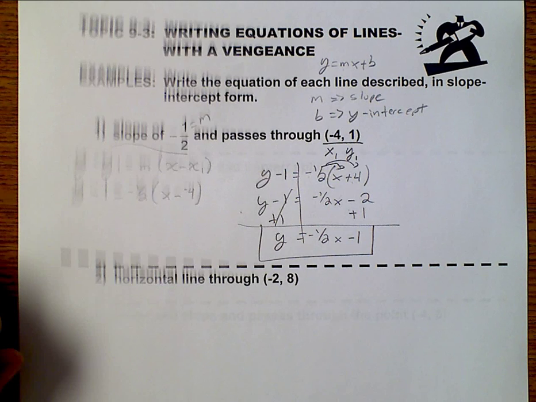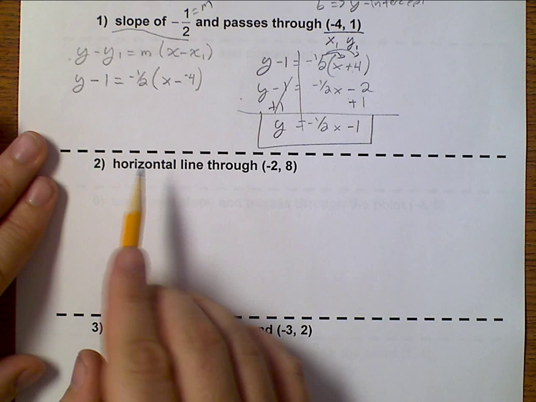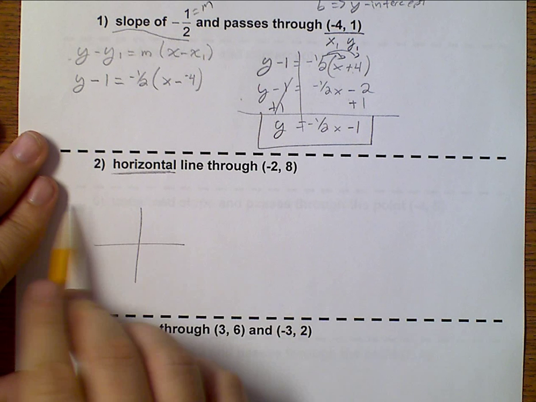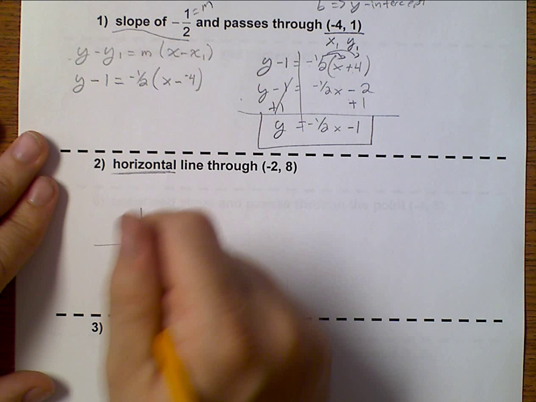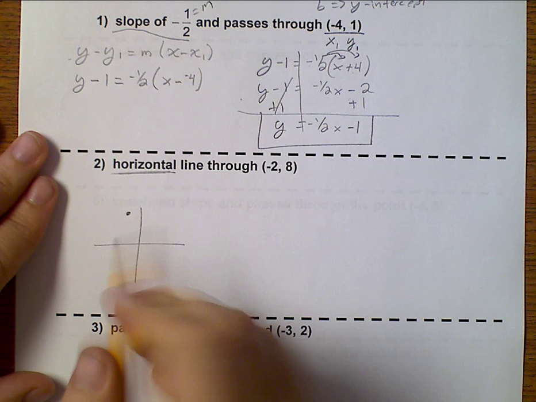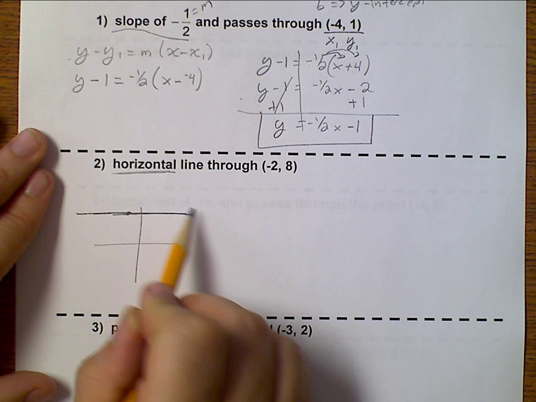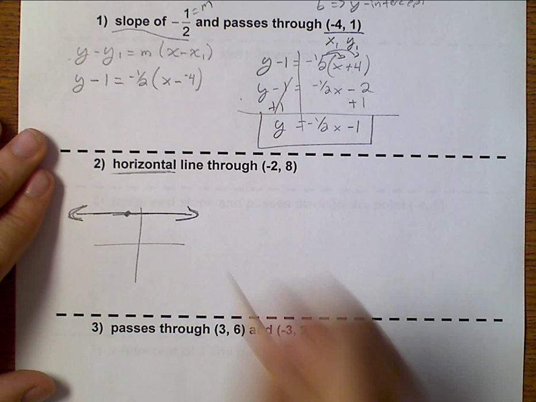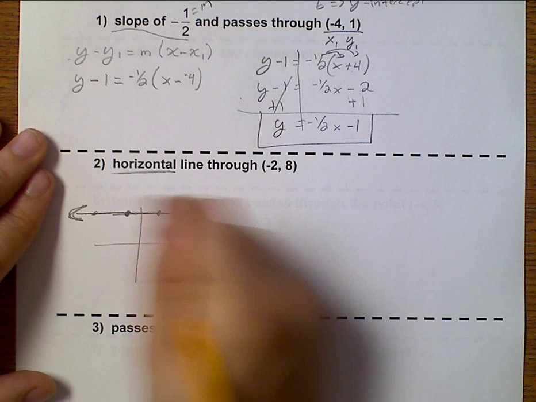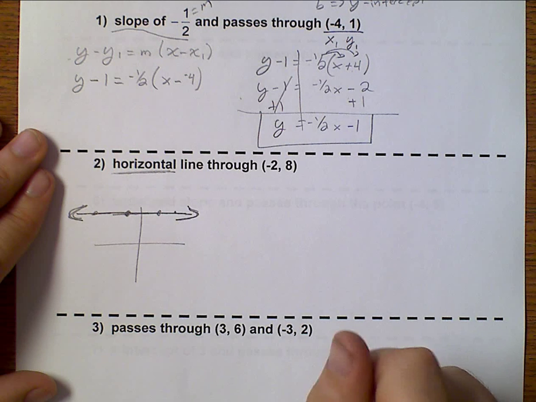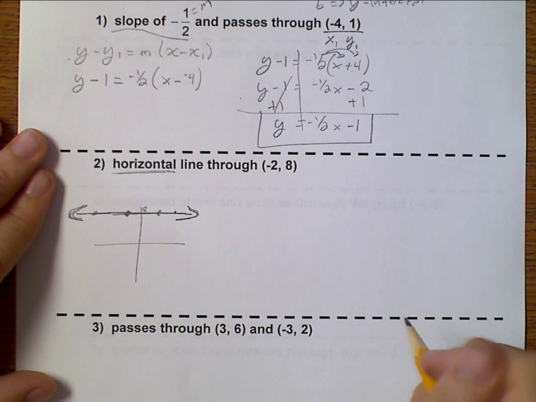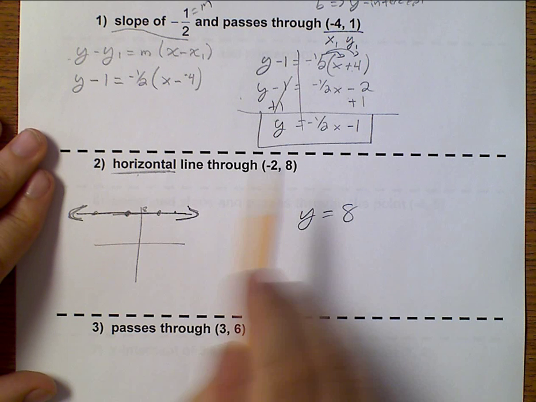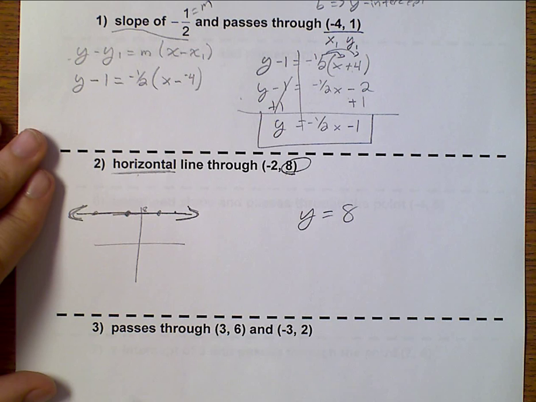Take a look at number 2. Here we have a horizontal line. Now remember, horizontal lines go this way. So negative 2, 8. And that horizontal line is going to go that way. And so even though negative 2, 8 is on there, it doesn't matter what other points I put, my y value will always be 8. So y equals 8. So if you see a horizontal line, all you have to do is look at the y value.